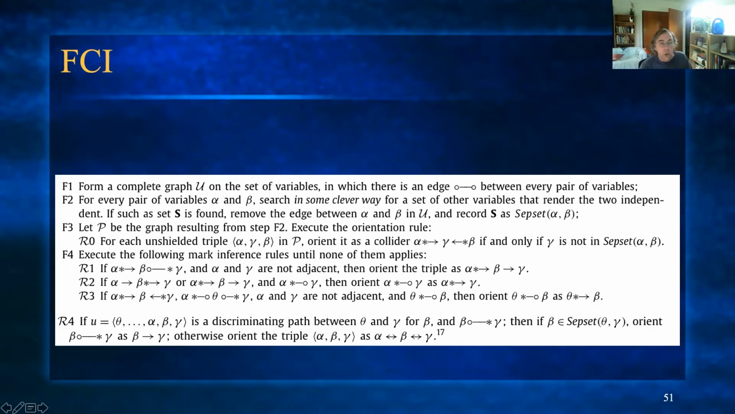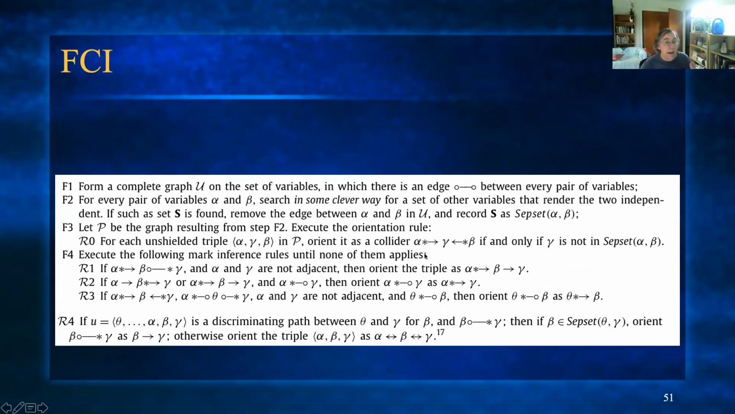You're not going to do anything in your orientation to whatever was already here as you go through your algorithm. You're just going to leave those parts the same, but you're going to put arrowheads at gamma. So that's just like what PC would do, except PC would put in tails here because the only kind of edge that has an arrowhead in the PC algorithm is a directed edge.